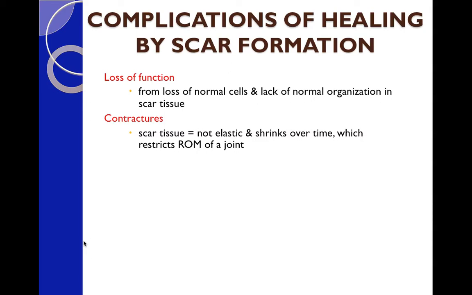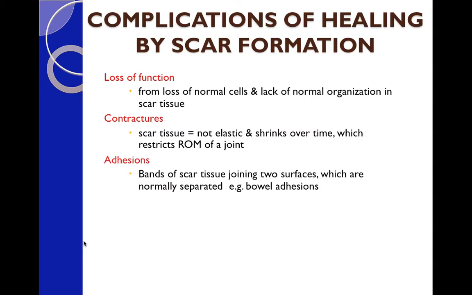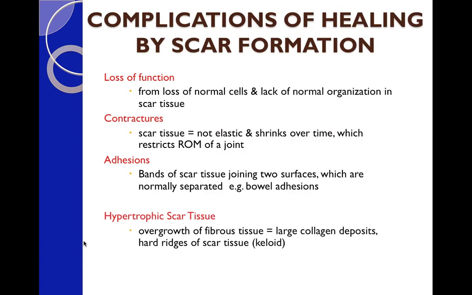Contractures are where the scar tissue is not elastic and tends to shrink over time, and it can reduce your range of motion. Adhesions are bands of scar tissue that join two surfaces together, and they're common with bowel adhesions. Hypertrophic scar tissue is where you have a large overgrowth of fibrous tissue, and you end up with something known as a keloid. And of course, because of impaired blood flow, you can end up with an ulceration, which can lead to necrotic tissue if blood supply is not returned.